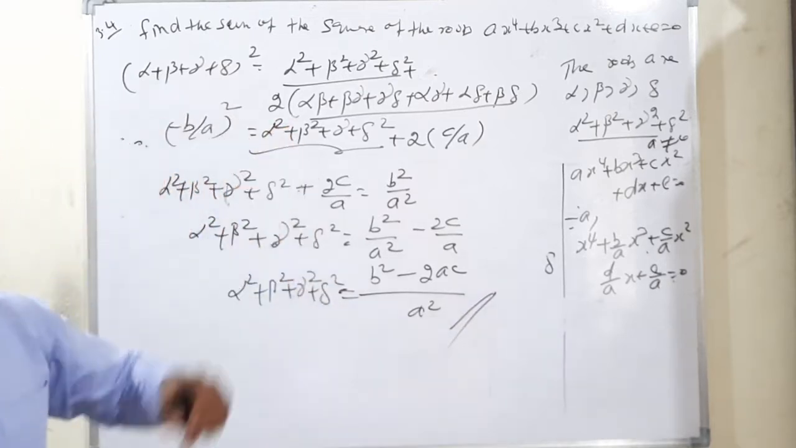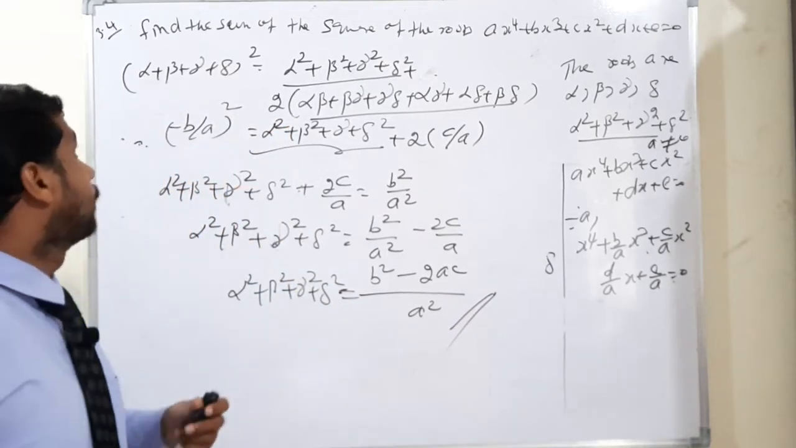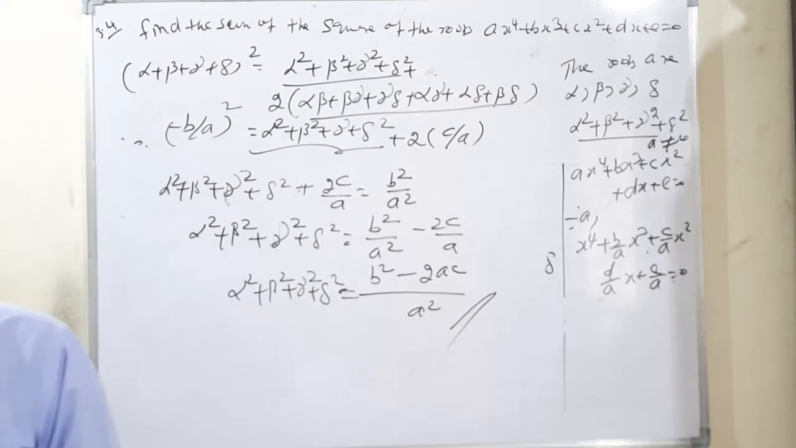Okay, we found the sum of squares of the roots. I will continue with the next example, 3.5.